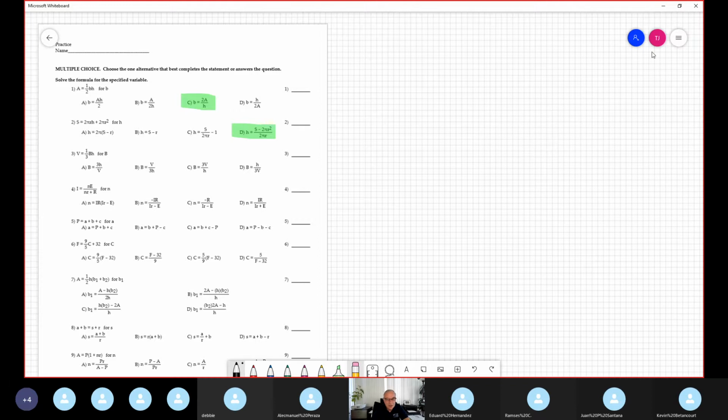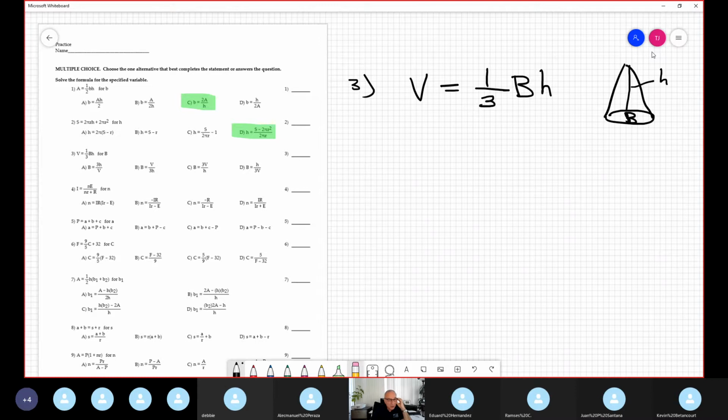Okay, number 3 is the volume of the circular cone, 1/3 b h. In geometry, this is a cone, and this is the volume. Volume is the capacity inside this: how many liters, how many milliliters. b is the area of the base, and h is the height, that distance. Now they want you to solve for b. So the variable that I need to isolate is b.